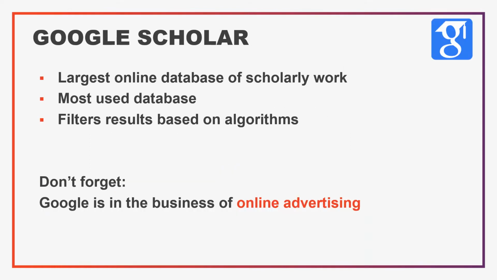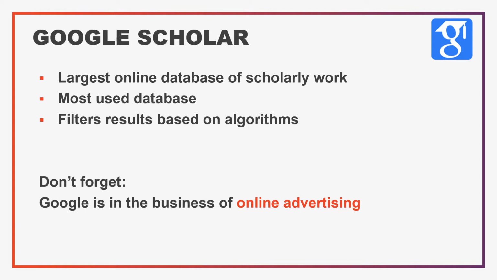Google Scholar is the largest online database of scholarly academic work and is the most used academic database. This means it can be really helpful for increasing the visibility of your work if you have a Google Scholar profile. When using Google Scholar, it's important to remember that this database wasn't created for science or academia, it is a business.